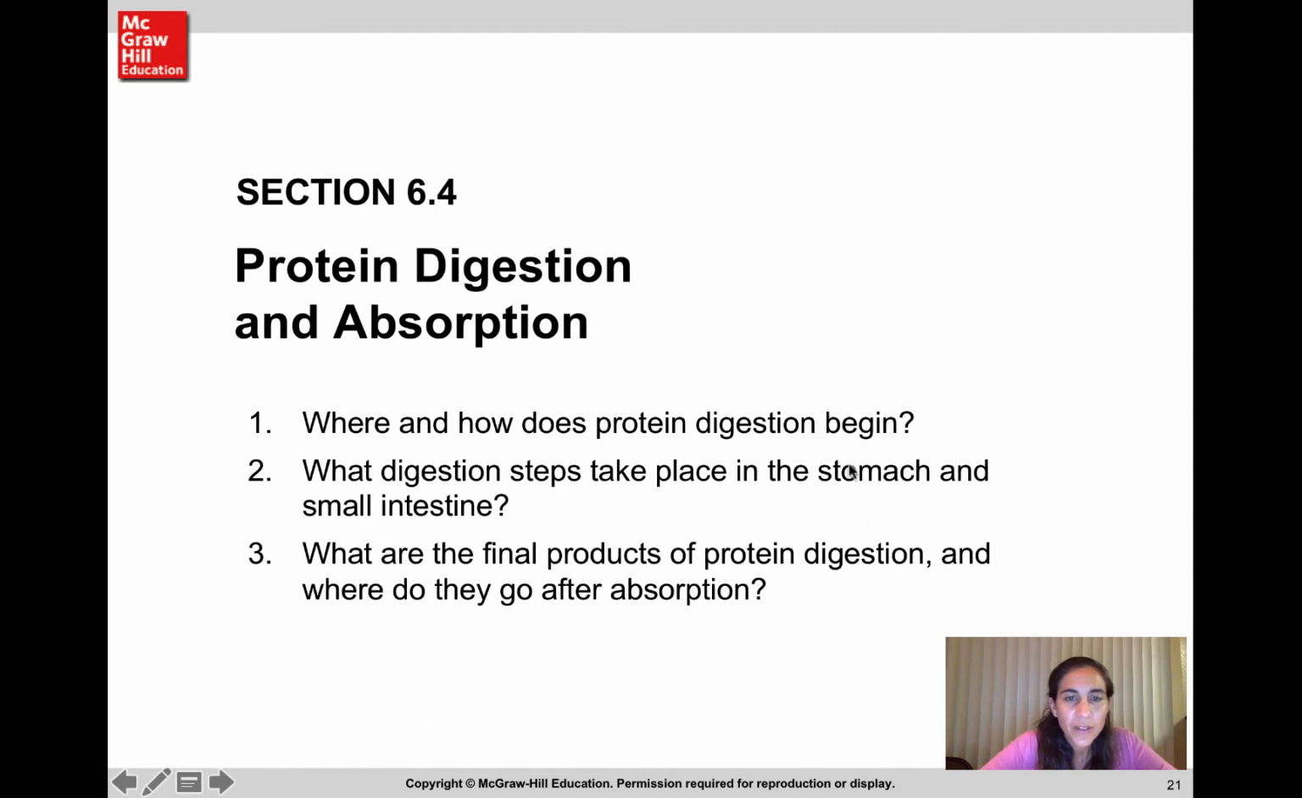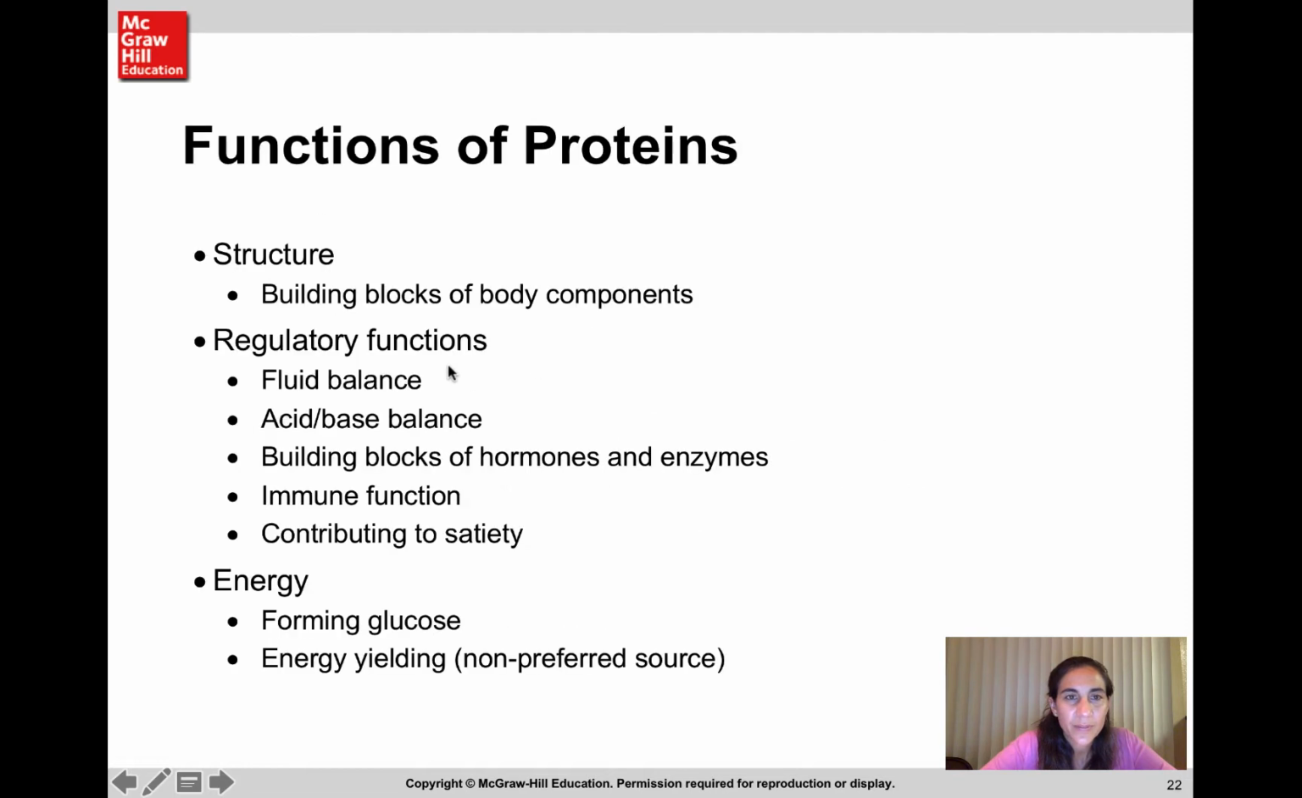Okay, so you can review these questions covering the process of protein digestion and absorption. Next, we will go over the functions of proteins. So there are many important functions of proteins that we will review. Proteins are used for structural purposes. They are the building blocks of many of our body tissues.